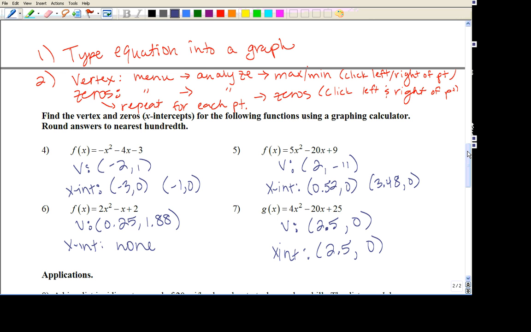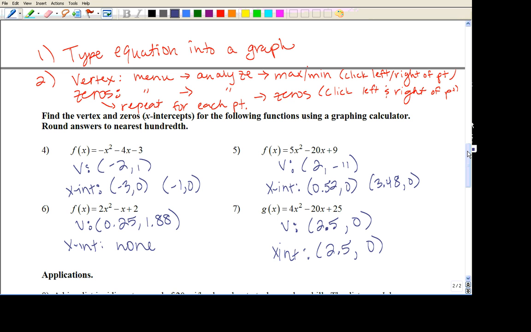Okay, for this next part, you are to find the vertex and zeros or x-intercepts for the following functions using a graphing calculator and round answers to the nearest hundredth. Unfortunately, my calculator on my computer is not working right now. However, you have already seen this before. But on the top of this screen, you can see that I've written down some reminders.